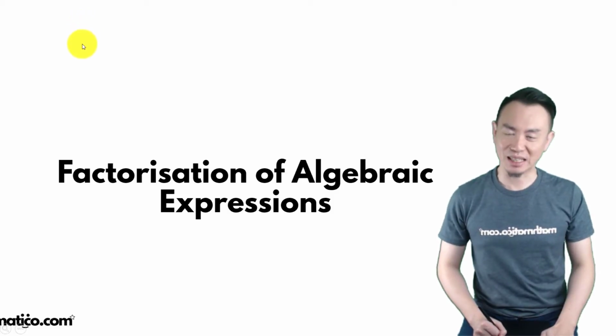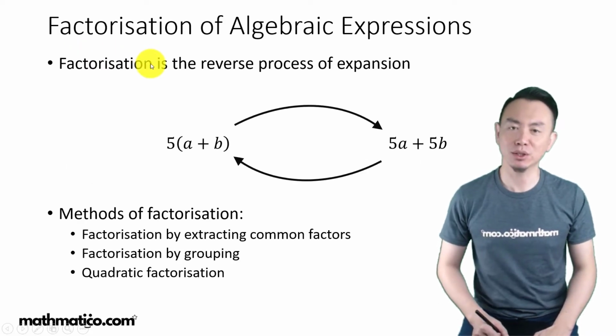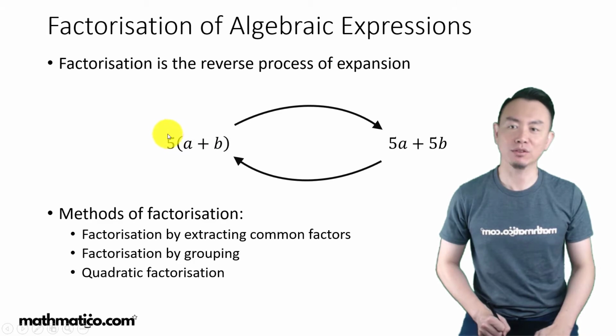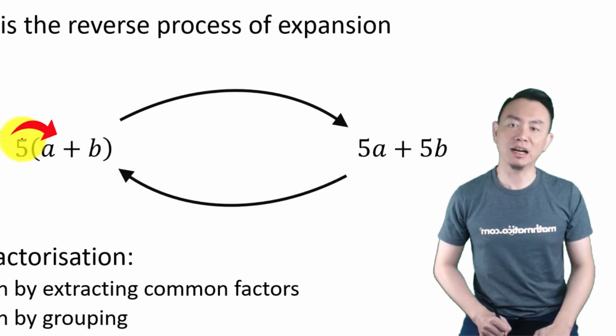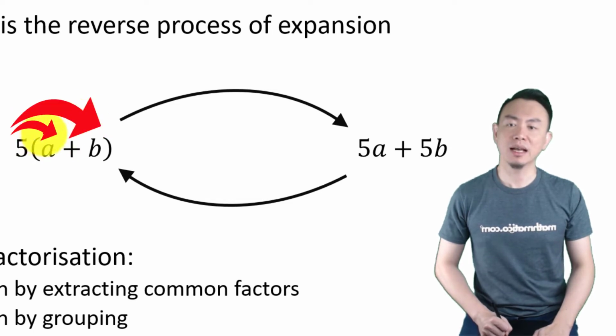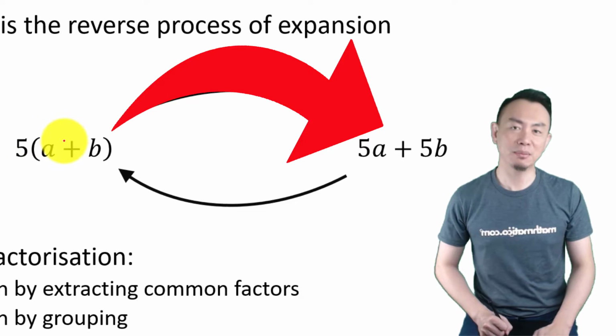Factorization of algebraic expressions. Factorization is the reverse process of expansion. Earlier on we have brackets, right? For example, 5 bracket a plus b is the multiplication of 5 into a and then 5 into b, and then we remove the brackets. So from 5 bracket a plus b to 5a plus 5b, this is expansion.